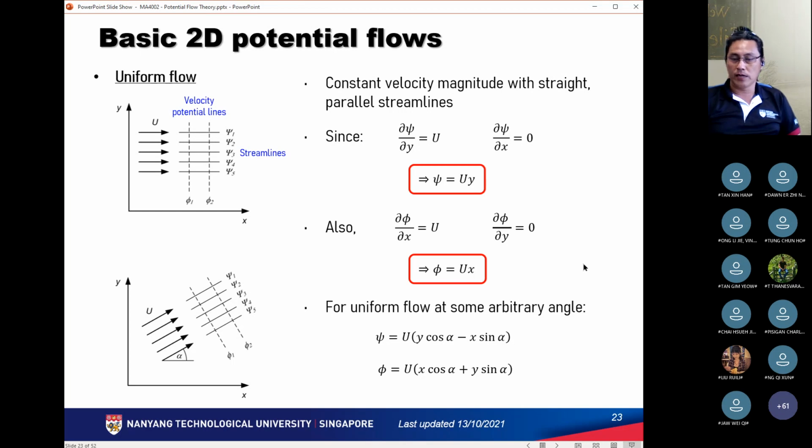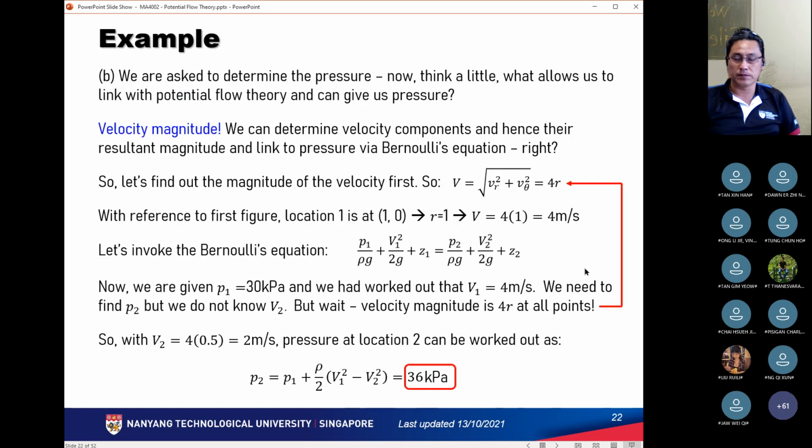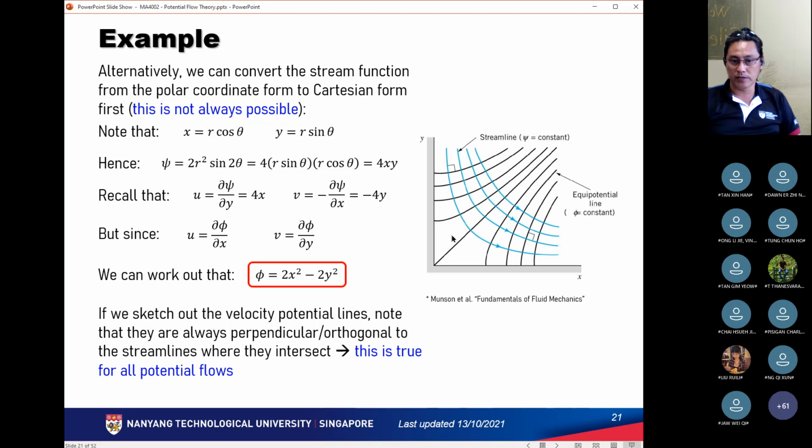Catch up with where we last left off previously. I do believe that in our last lecture we managed to clear one of the examples associated with polar coordinates form of a certain potential flow theory. I believe I've cleared this.